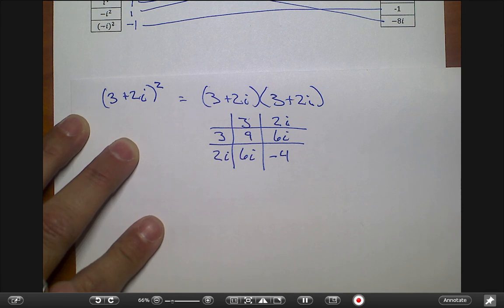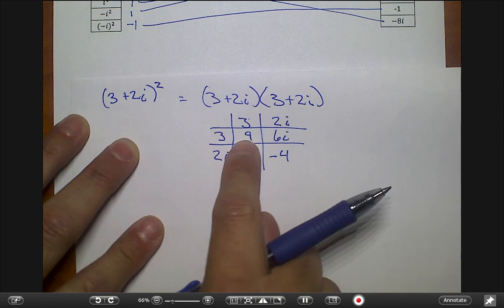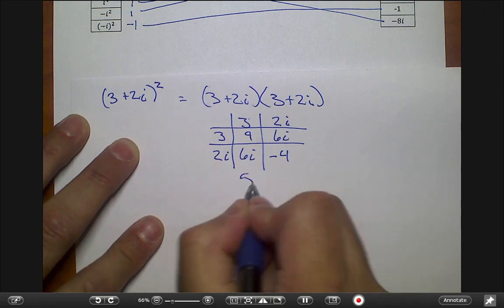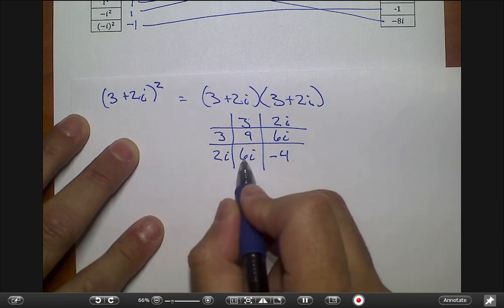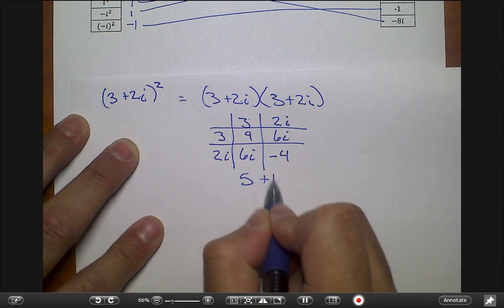Now we're going to combine like terms again. So I have a 9 and a negative 4, which is 5. And then 6 and 6, which gives me plus 12i.